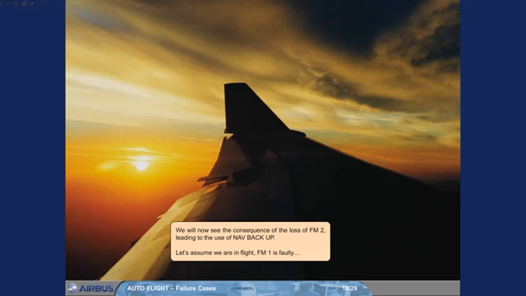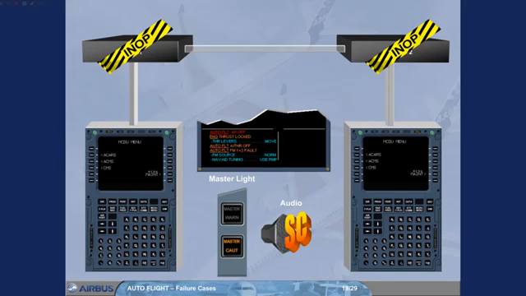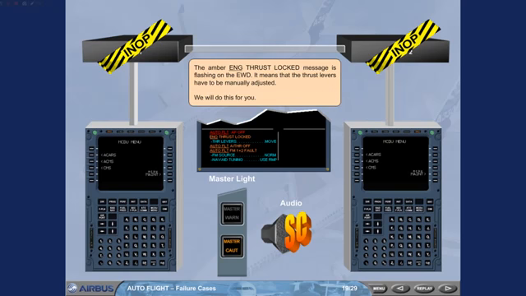We will now see the consequence of the loss of FM2, leading to the use of navigation backup. Let's assume we are in flight. FM1 is faulty. The amber engine thrust locked message is flashing on the engine warning display. It means that the thrust levers have to be manually adjusted. We will do this for you.